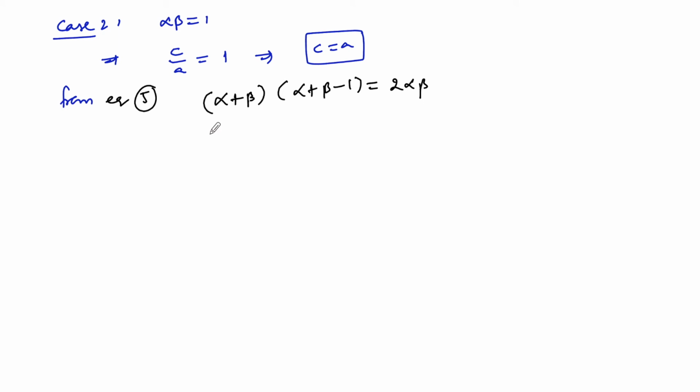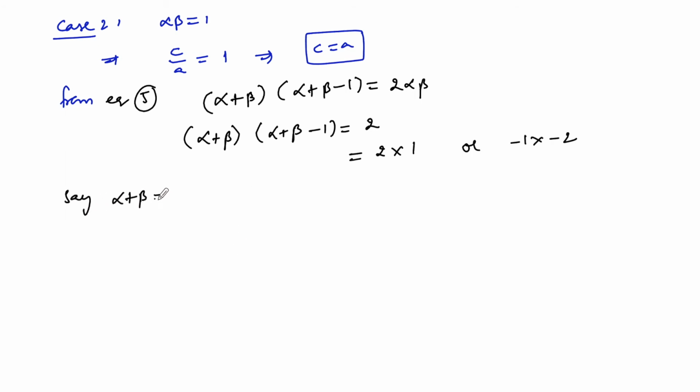If alpha beta is equal to 1, if you substitute here, alpha plus beta into alpha plus beta minus 1 is equal to 2. So these are like consecutive, this is possible. We can write it as either 2 into 1, or we can write this as minus 1 into minus 2. So if alpha plus beta is equal to 2, which implies alpha plus beta minus 1 is equal to 1, and if alpha plus beta is equal to minus 1, which implies alpha plus beta minus 1 is equal to minus 1 minus 1, that is minus 2.